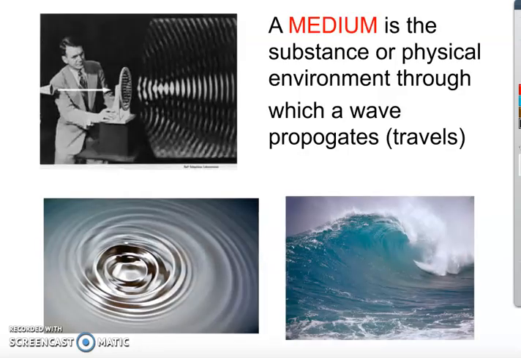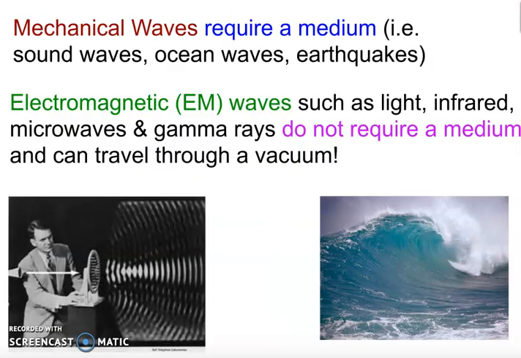Now, a medium is something that some waves use in order to transmit that energy. So it's the substance or physical environment through which a wave will propagate or travel. Some examples of mediums would be things like the air or water or even the earth during an earthquake. Now this is where we can get into mechanical waves, which is what we'll be studying in this course, which are waves that require a medium, such as sound, ocean waves, earthquakes, those ones previously mentioned.